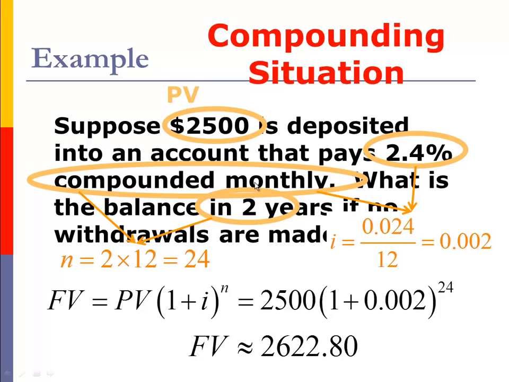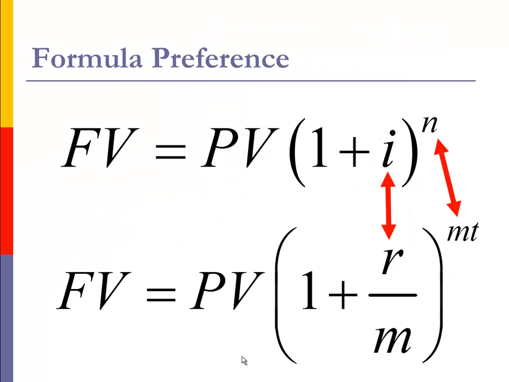And so to find your interest, just take the difference between what you put in, what you started with, and what you ended up with. So the difference between future value and present value will help you calculate what your interest is. And so we have another formula for compounding, and that would be just a modification of it.